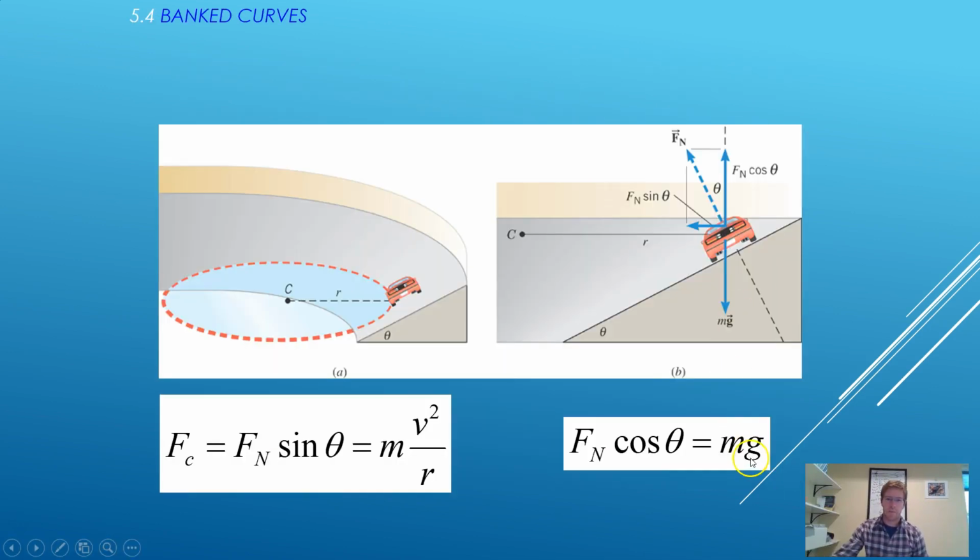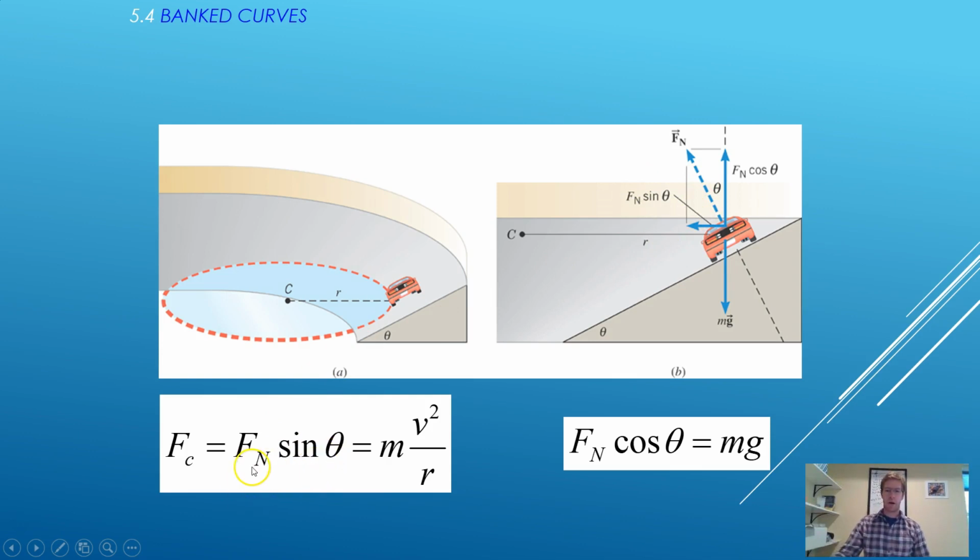All right, so if I do sum of my forces in the y direction, all I have is the normal component in the y and the weight going down, so those must be equal and opposite since I'm not accelerating in the y direction. So normal cosine theta equals mg, that's sum of the forces in the y. And in the x direction, sum of the forces equals ma. Again, where a is centripetal acceleration, which is mv squared over r. So my centripetal force equals mv squared over r. And the only force providing that is the normal sine of the angle theta.